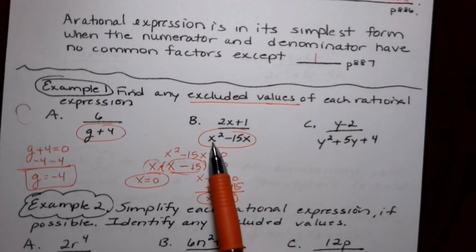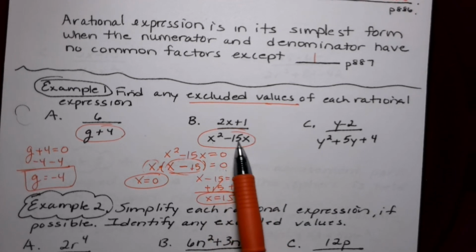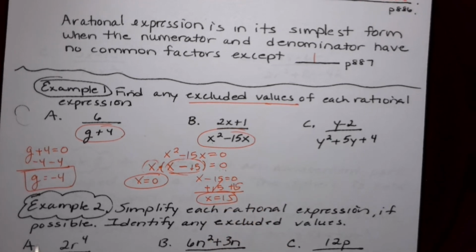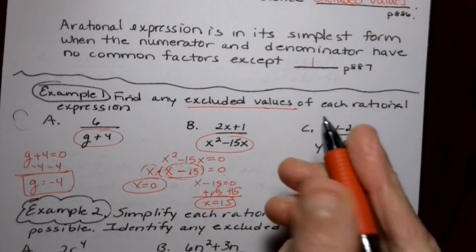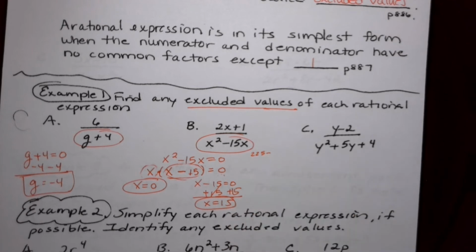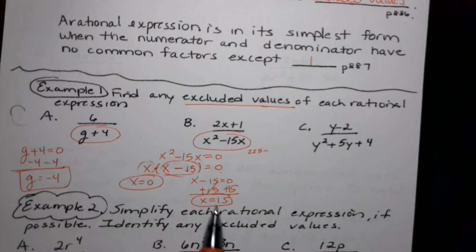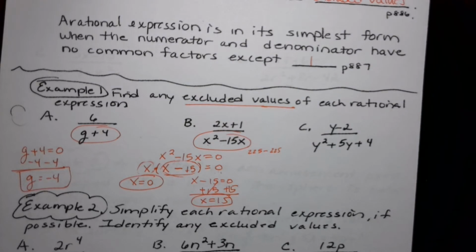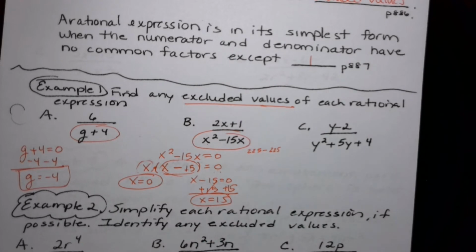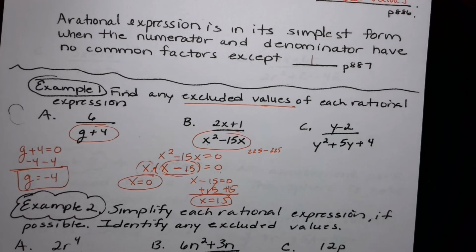If you put a 0 in here, we get 0 minus 0. That's 0. If we put a 15 in here, we get 15 squared, which is 225, minus 15 times 15, which is 225. And what do you end up with? 0. So that's why both of these are excluded values. Make that a little clearer.